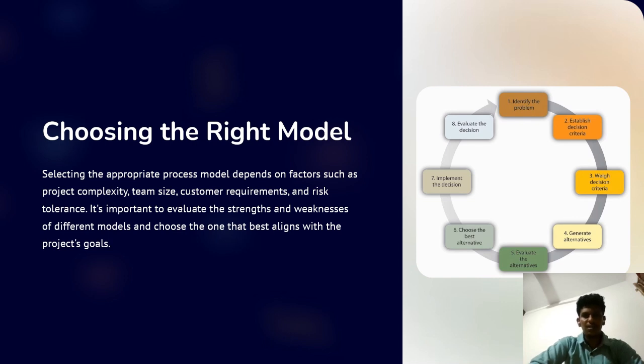Identify the problem first, then establish decision criteria. Then weight the decision criteria and generate alternatives. Once you verify and evaluate the alternatives, choose the best alternative for solving the problem. Implement the decision we have chosen as the best alternative and evaluate the decision, and the problem will be solved. Through this way we can choose the right model.